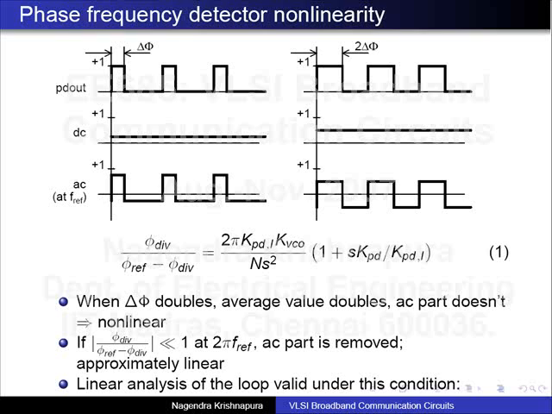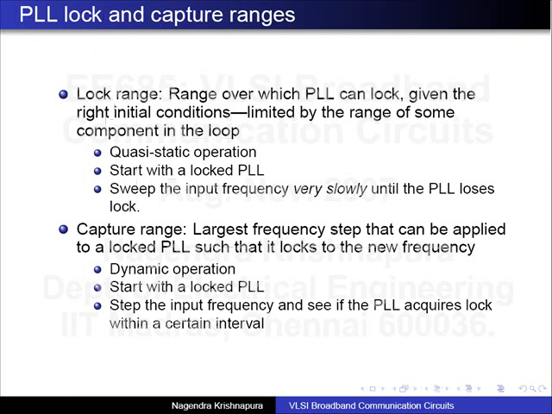Is it okay? Next thing has to do with lock and capture ranges. Lock range is essentially the range over which the PLL can potentially lock given the right initial conditions. Let's say you start with a locked PLL, then you slowly increase or decrease the frequency and it will stay locked. You find out the range over which it stays locked. Or you apply very small steps, it will go and lock to that step, let it lock, then you apply a next step and so on. So it's a quasi-static process. That's what we are concerned with.